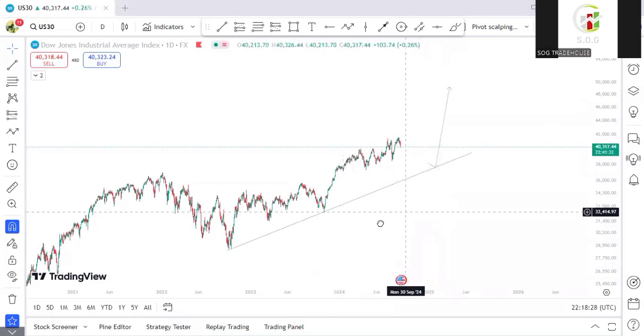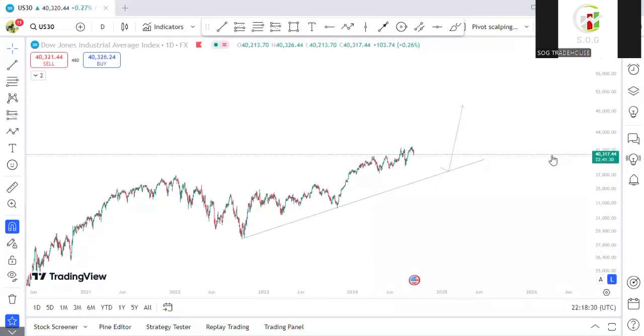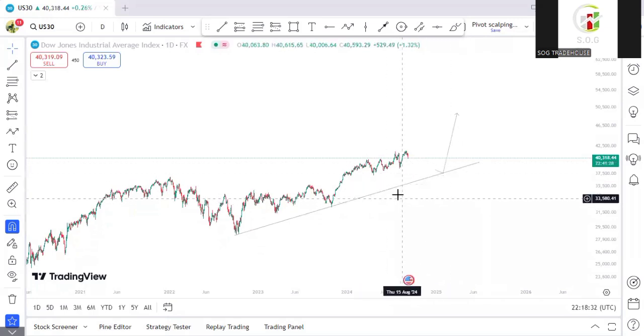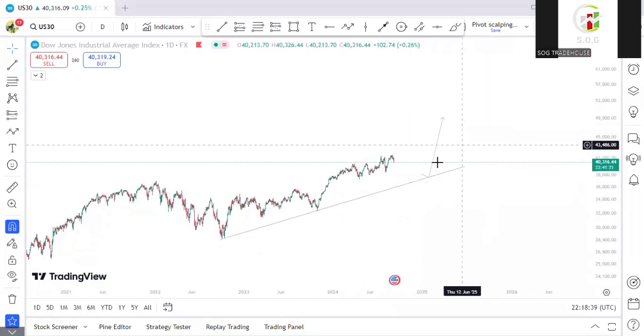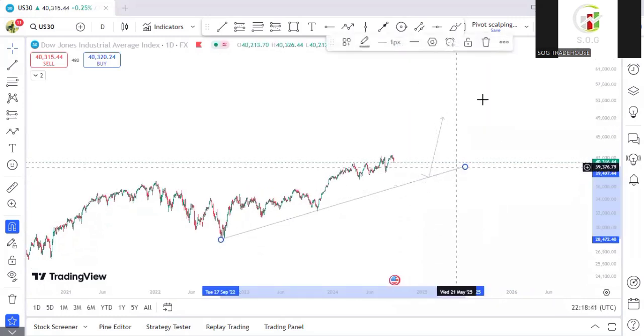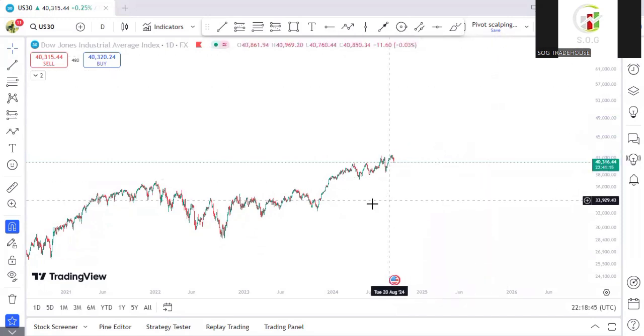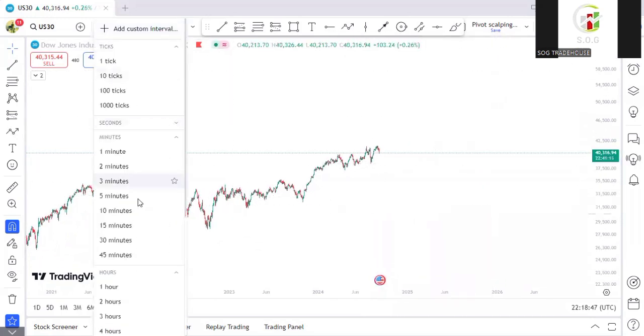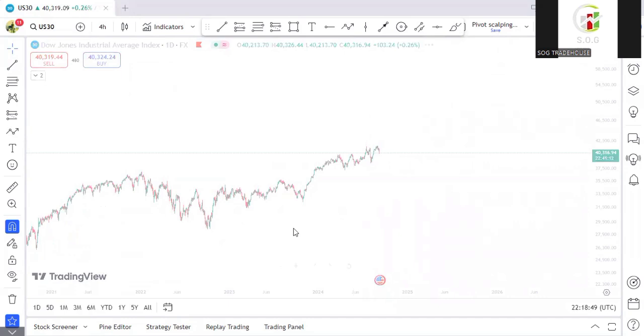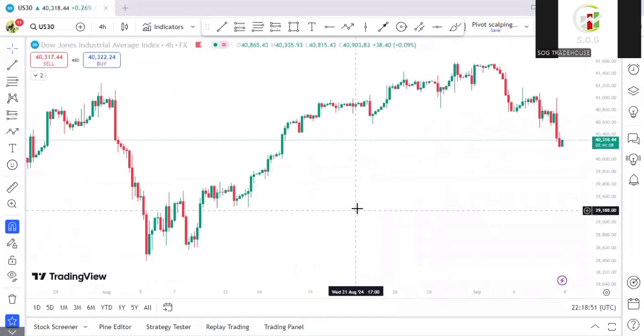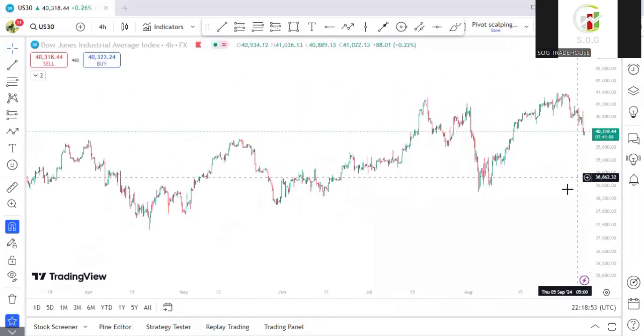So let's focus on what we are doing now. So on the current market structure, you can see current market price is extremely far from this trend line. So I like to keep my charts clean. So I will delete this trend line for now and focus on current market structure. So go down to the 4 hour time frame to see the trend of the market on the 4 hour time frame.